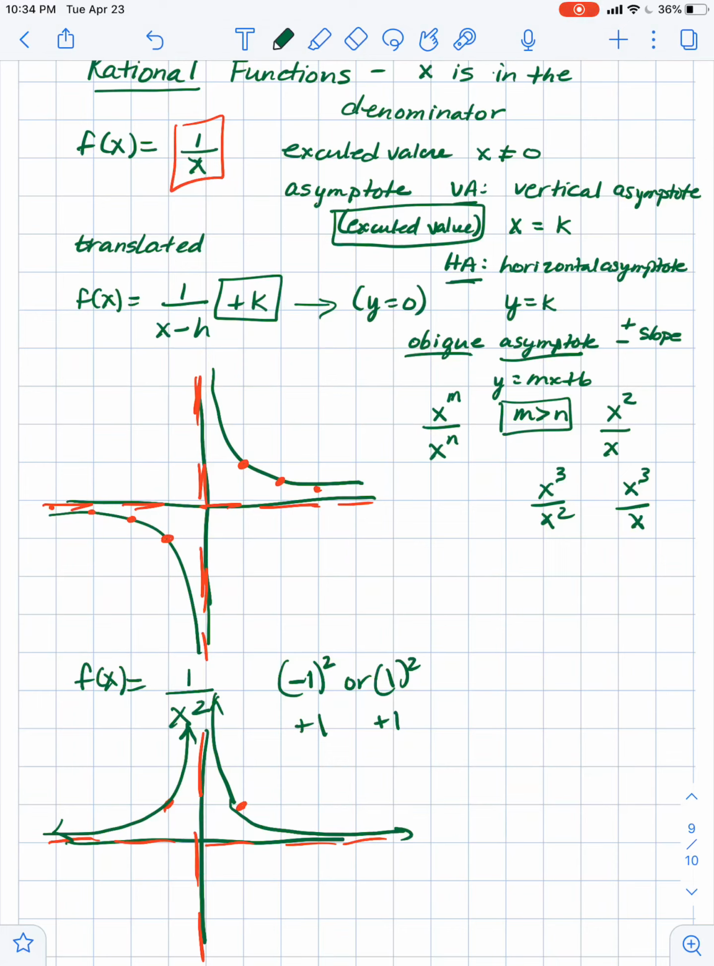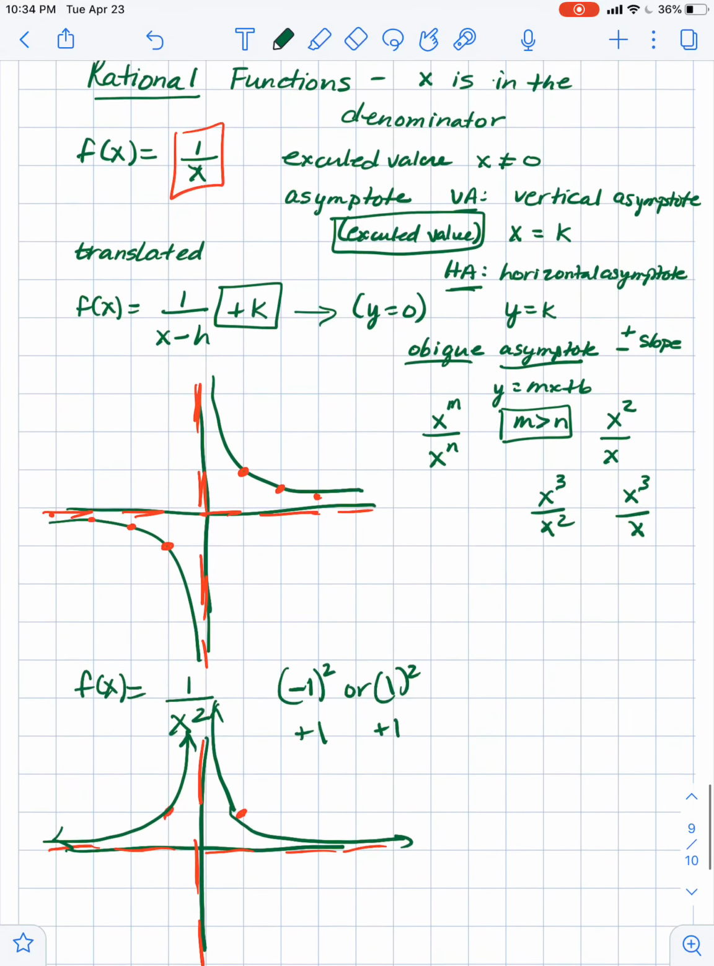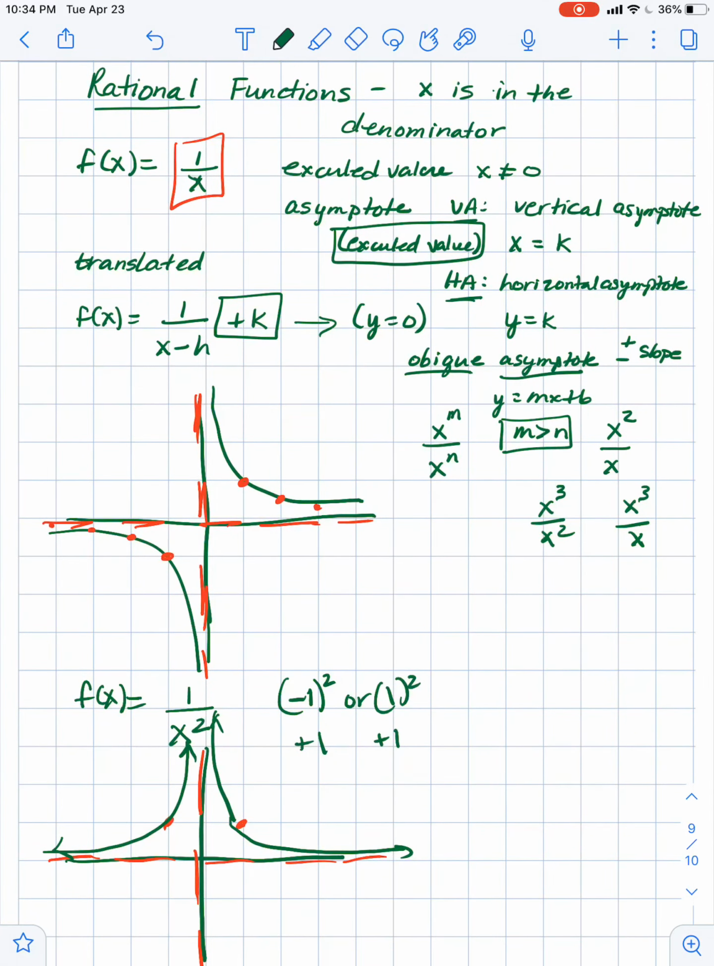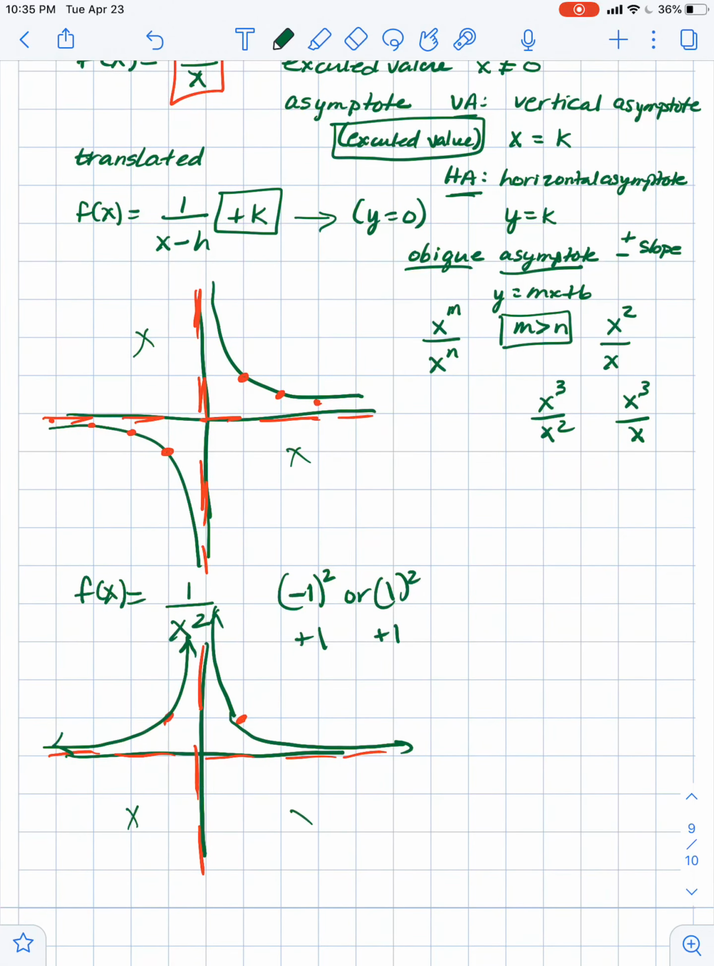Now, I didn't mention what happens if there is a negative value. If it has a negative value out in front of it, all it does is switch it to the other two quadrants. If it's a negative value out in front here, it's just going to flip it down to the bottom.